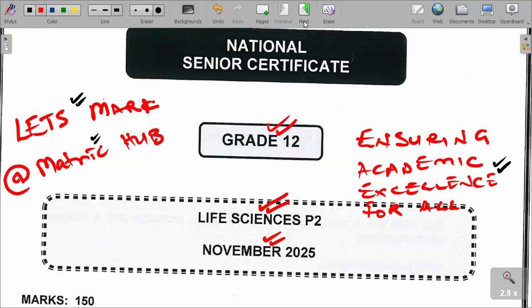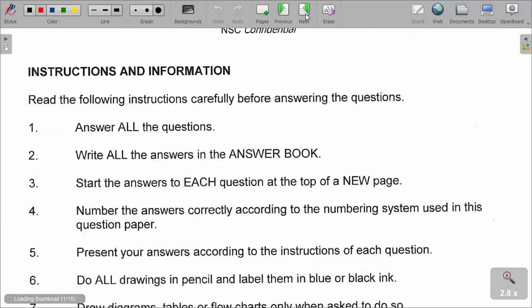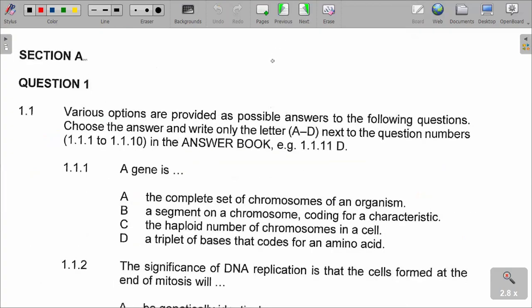I'm not going to read the instructions. These instructions you are quite aware of, and you are actually veterans in them. We go to question one, which is multiple choice. It says: a gene is dash.